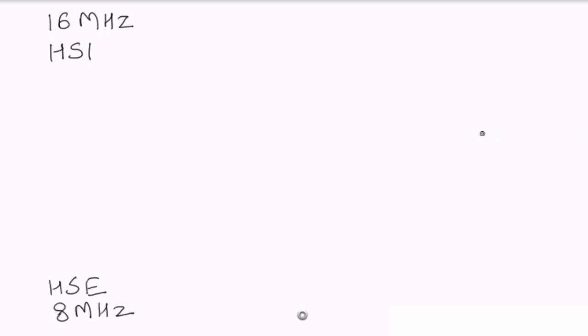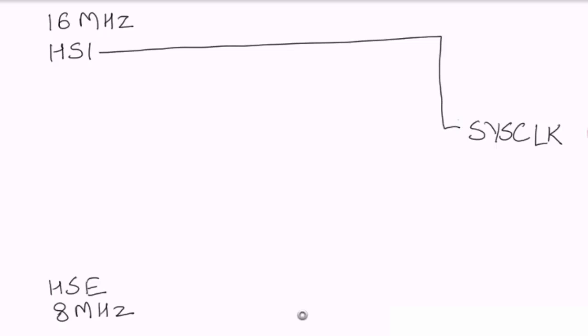Now we have the system clock. It's the final clock which will be fed to the microcontroller. In other words, whatever the input frequency given to the system clock, our microcontroller on the Discovery board will run on that frequency. Now we can give either this HSI to the system clock, so our microcontroller will work on 16 MHz, or we can give HSE to the system clock, so our microcontroller will work on 8 MHz.